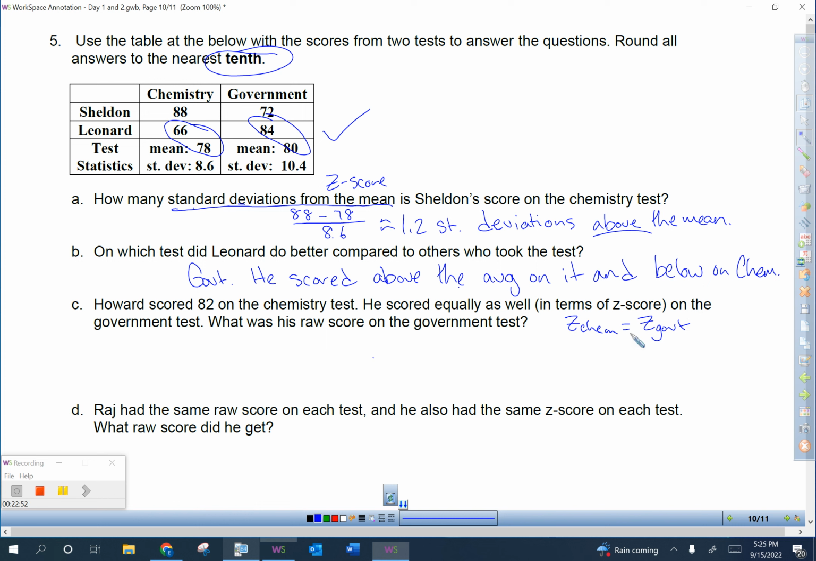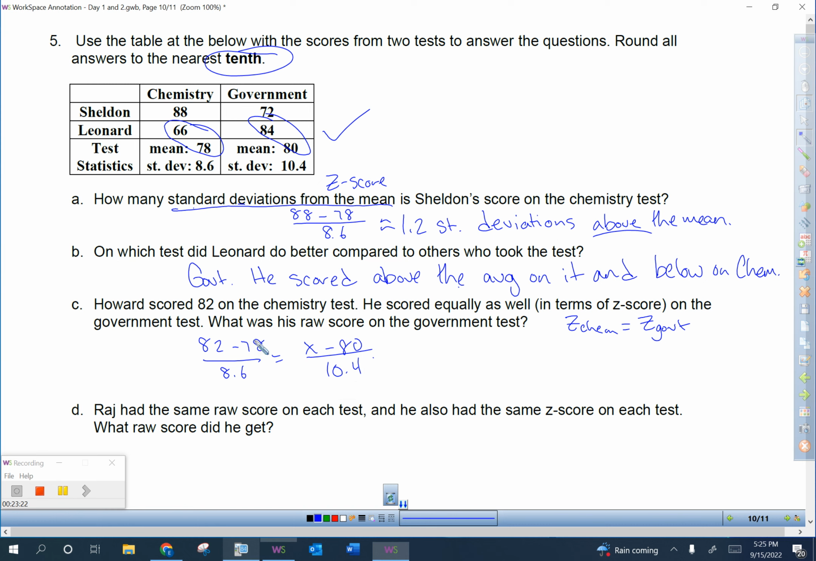So for chemistry, we're looking at 82 and the mean. So 82 minus 78 over that 8.6. And then on the other side, we're doing the government test, which they didn't tell us what he did. So that's the X. And then we're taking the mean for it, 80 over 10.4. Okay, and from here, we can simplify in a couple different ways.